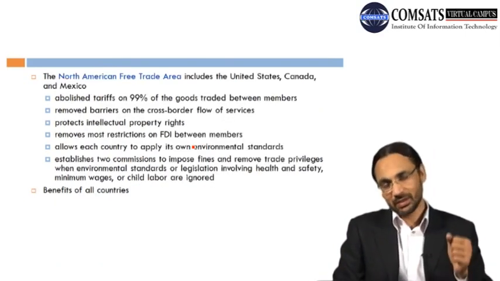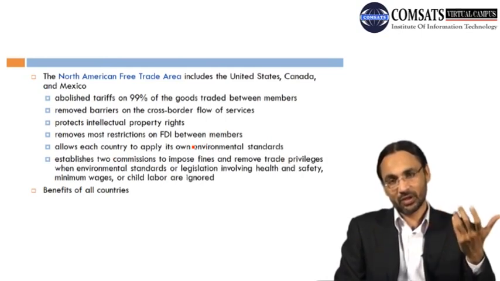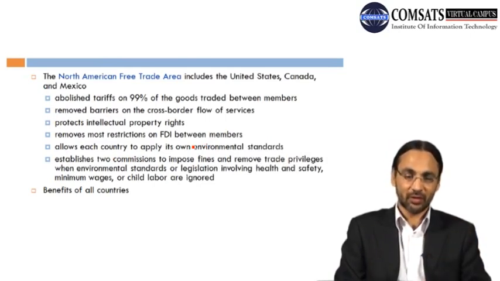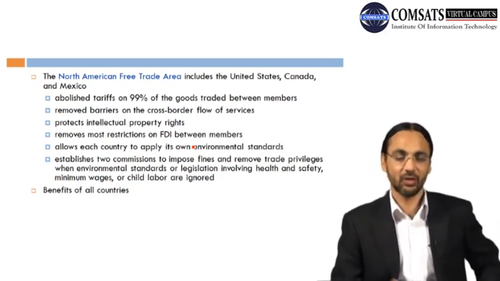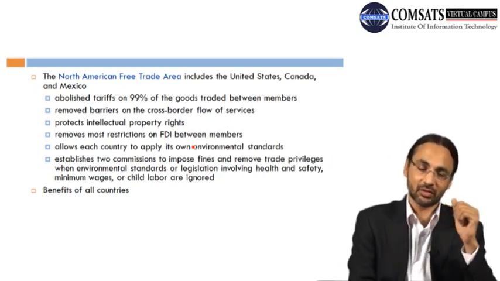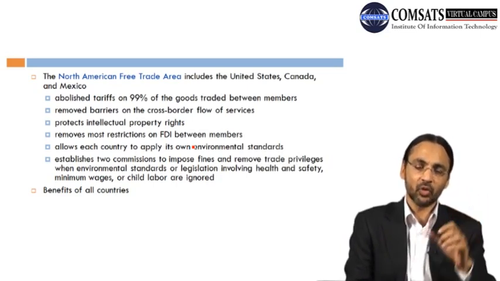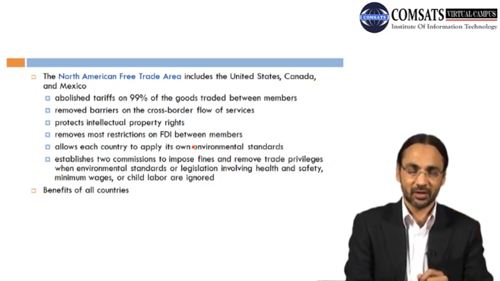Okay, the next economic integrated area, or economic agreement or treaty, that we had discussed in the last lecture was the North American Free Trade Area, which includes the United States, Canada, and Mexico. The intention of this trade area was to abolish the tariffs on 99% of the goods traded between the member countries, and remove barriers on the cross-border flow of services. That was the second objective.